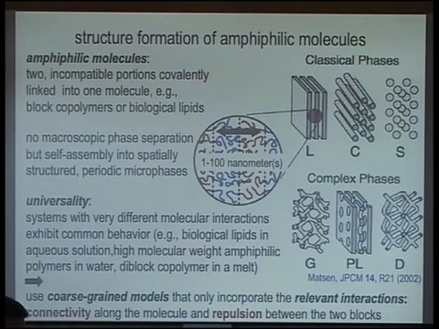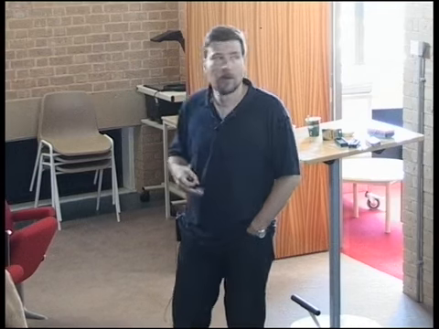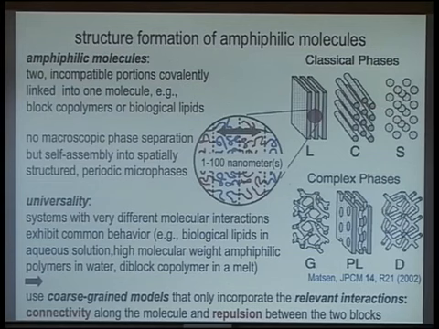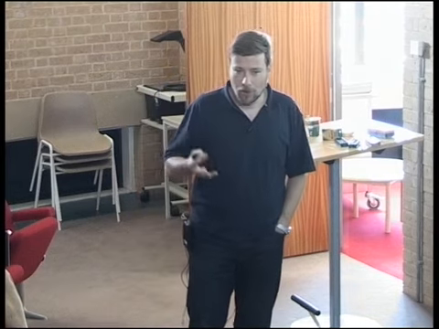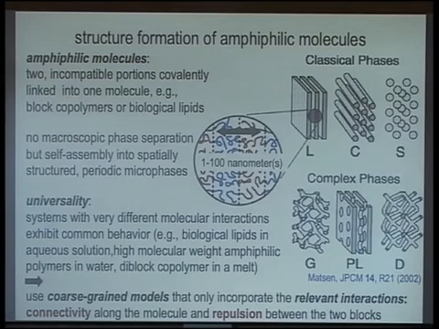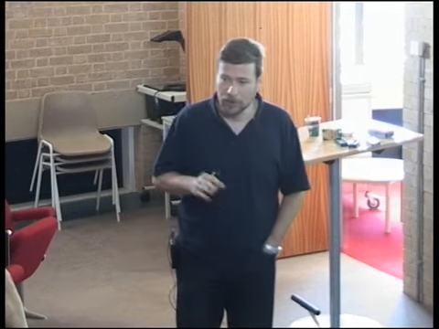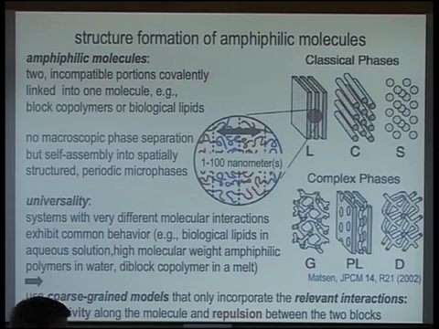That universality suggests that you can use very simple models to describe the structure formation in these systems. What you need is the repulsion between red and blue and the fact that they're joined together in a single molecule, because otherwise the system would macroscopically phase separate. So we will use this very, very simple particle-based model, which only incorporates those relevant degrees of interaction, i.e. the connectivity along the backbone of the molecule and the repulsion between the two blocks.